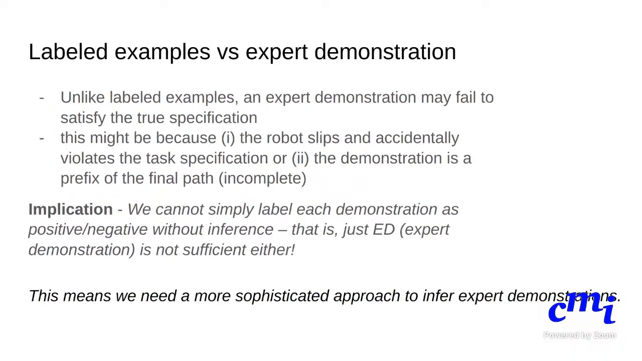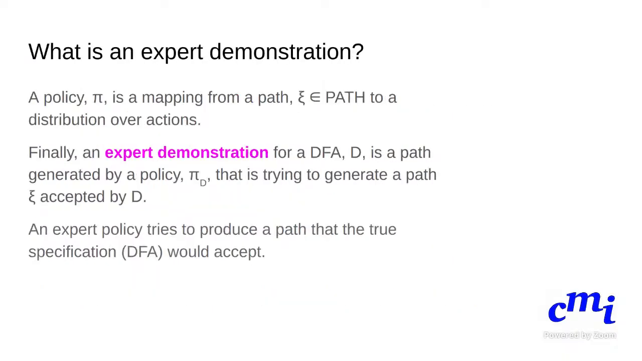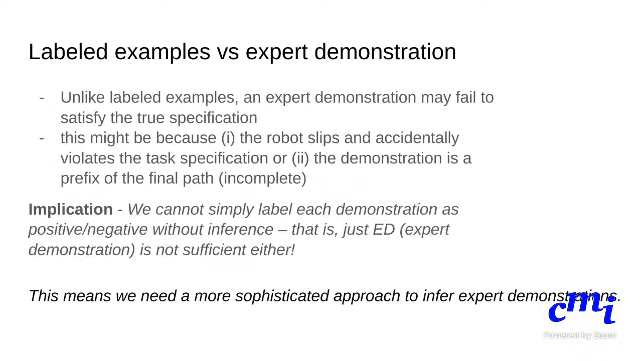But first we'll look at the difference between an expert demonstration and a labeled example. Both of them are just paths, like sequences accepted by an automata or not. They represent similar sequences, but there are significant differences in what a labeled example is and what an expert demonstration is. Unlike labeled examples, an expert demonstration might not necessarily satisfy the true specification.